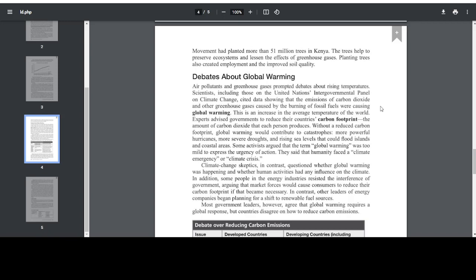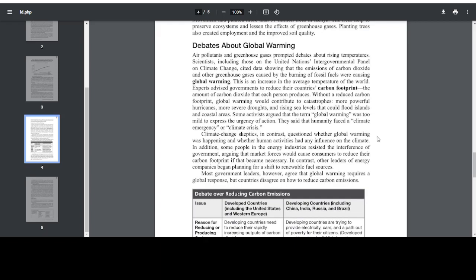Experts advised governments to reduce their country's carbon footprint, the amount of carbon dioxide that each person produces. Without a reduced carbon footprint, global warming would contribute to catastrophes: more powerful hurricanes, more severe droughts, and rising sea levels that could flood islands and coastal areas.